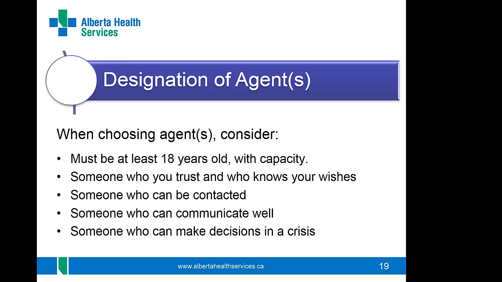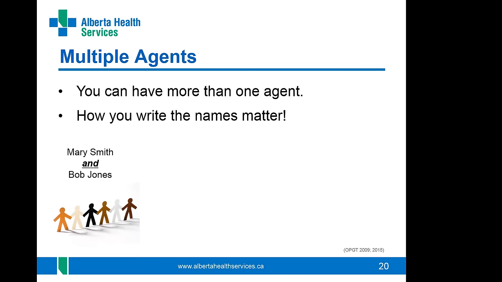Now, you can have multiple agents, which is actually a really good idea, but you need to be aware that how you write the names really matters, because we're dealing with a legal document here. So if I had my two friends or my two kids or whatever, if I wanted both of them to be my agent, if I wrote Mary Smith and Bob Jones, by using the word and, it means that both Mary and Bob have to be agreeing on every single decision that they make for me.